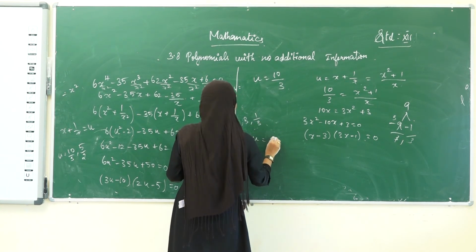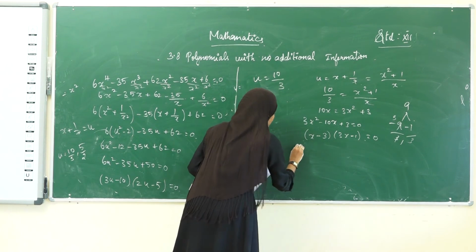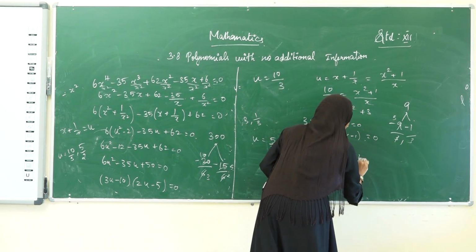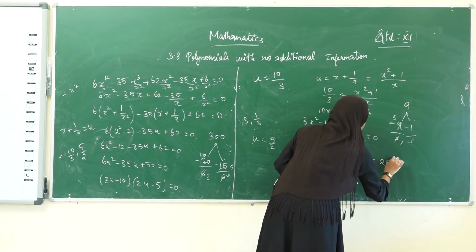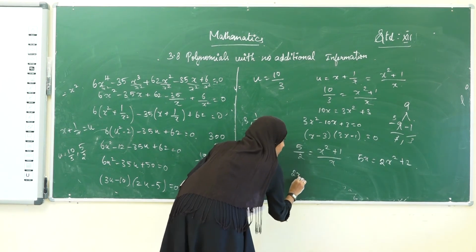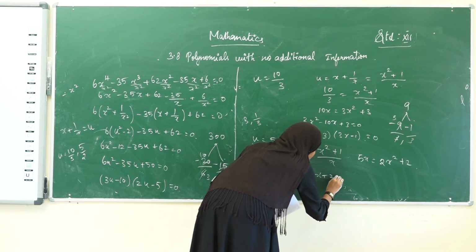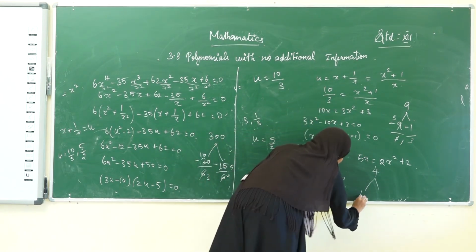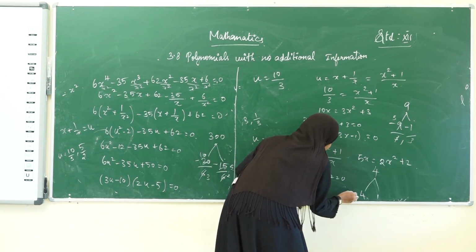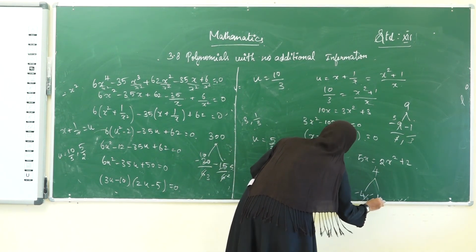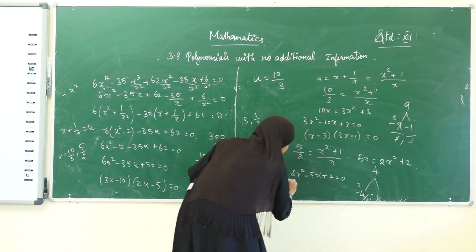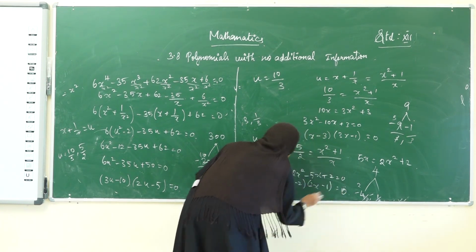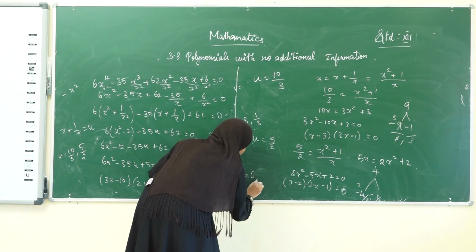When u is equal to 5/2, we substitute this: 5/2 will be equal to (x² plus 1)/x. Therefore 5x is equal to 2x² plus 2. So 2x² minus 5x plus 2 equal to 0. We have to factorize this. That is 2 into 2 is 4, 4 into 1. Here it is minus 5, therefore minus. We have to divide this by 2, 1 and 2. What are the factors we get? (x minus 2) into (2x minus 1) equal to 0. From this we got the value of x as 2 comma 1/2.